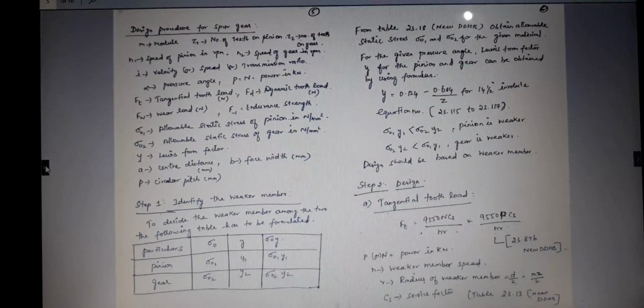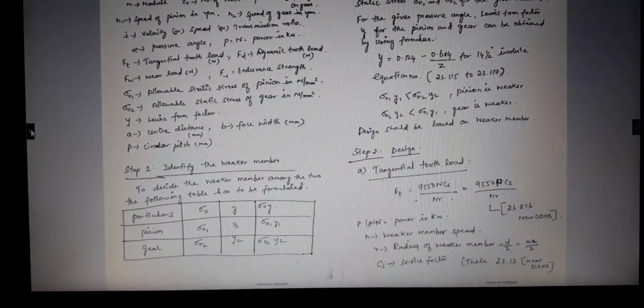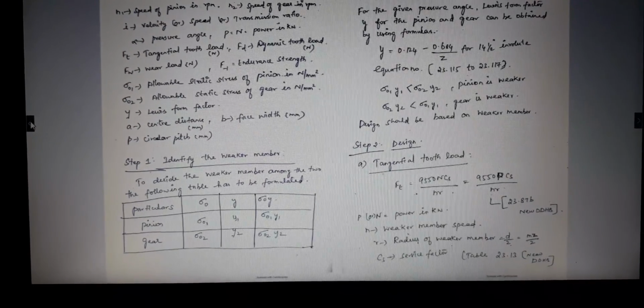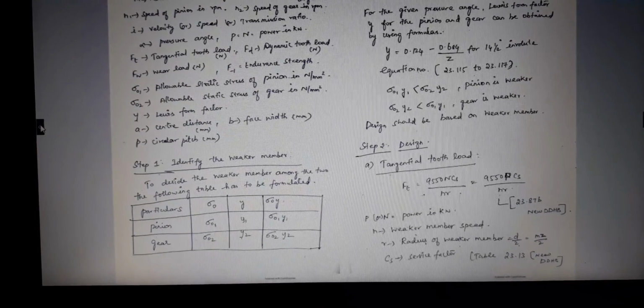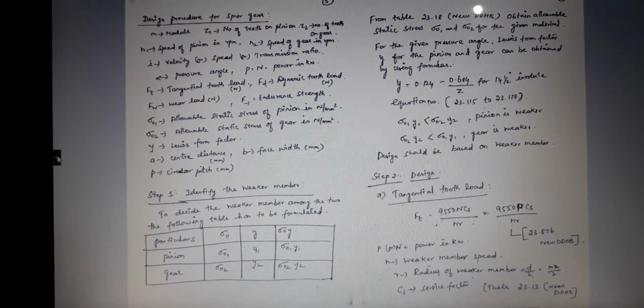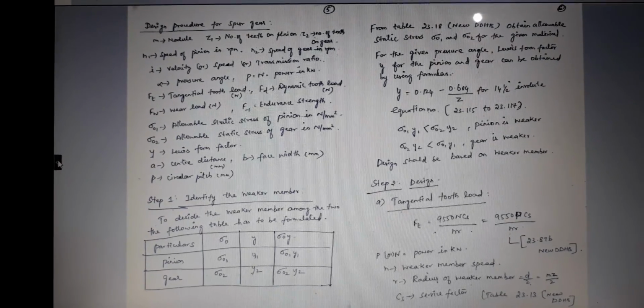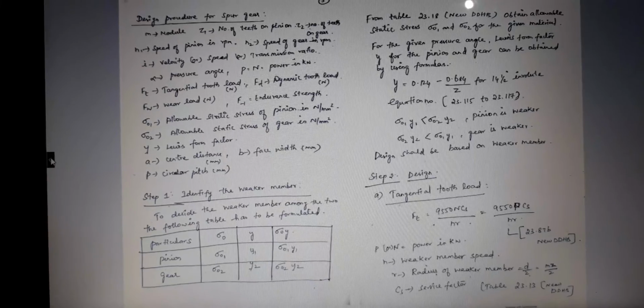So, what is meant by P? P denotes the power, Cs denotes the service factor, N is the speed and R is the radius, so the radius of the weaker member. If the design is based on the weaker member, power is given in your problem and the service factor we have to take from the table 23.13.